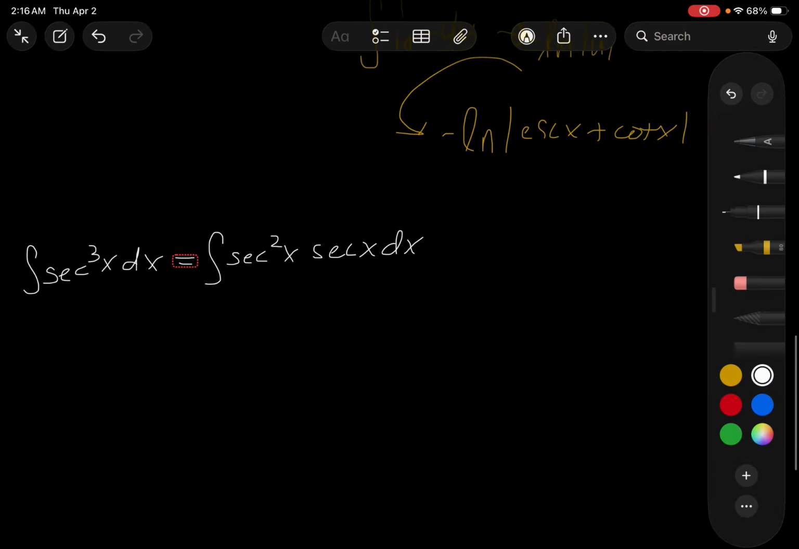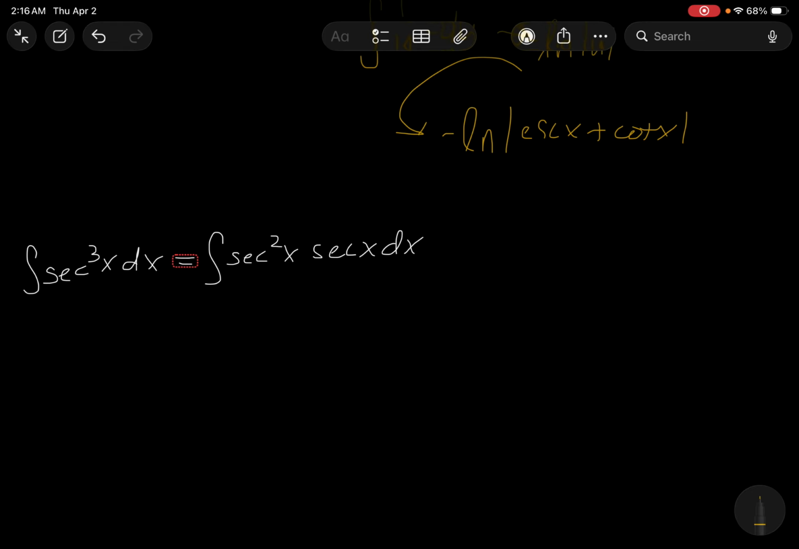We're going to do secant cubed of x dx. It's very similar to cosecant of x. So we're going to rewrite this as secant squared of x times secant of x dx. And then we're going to apply that integration by parts formula again.